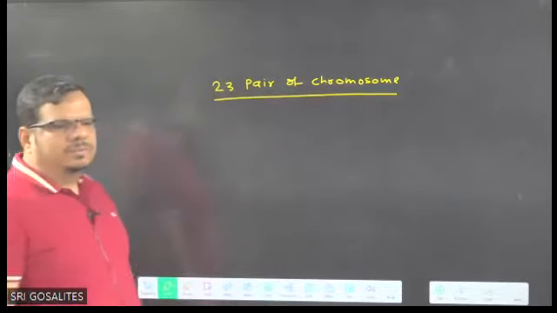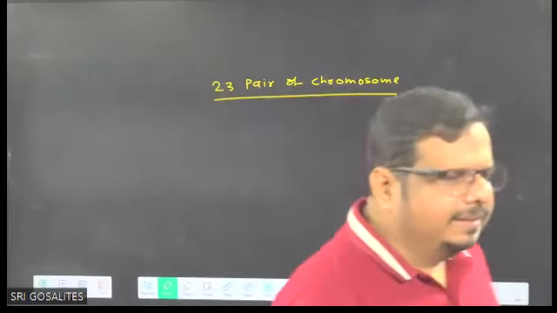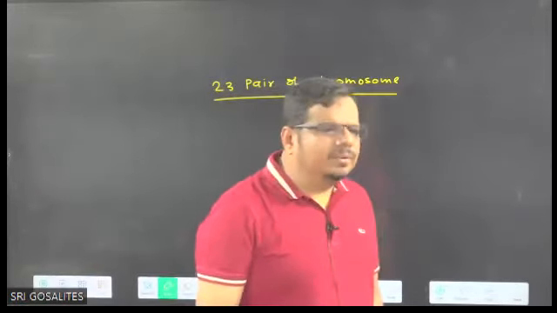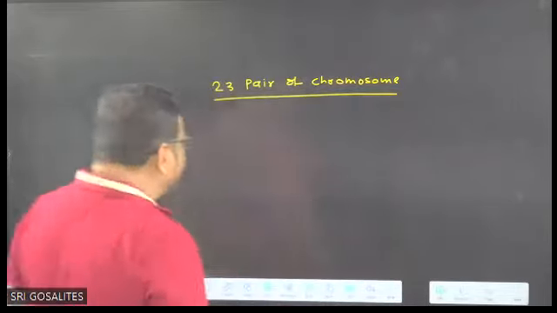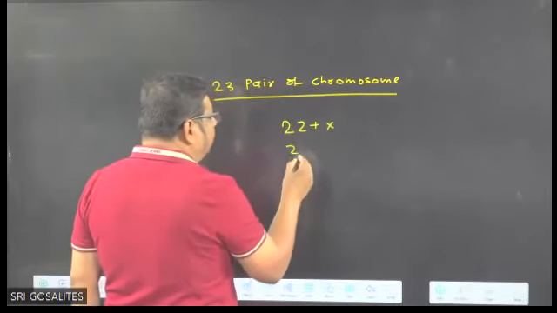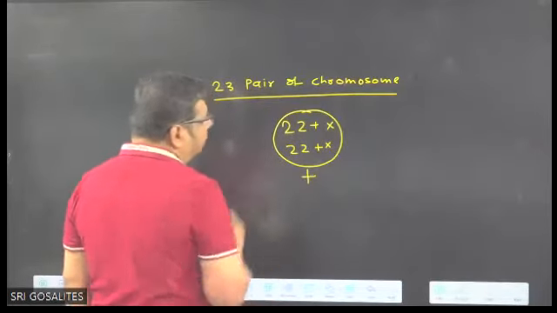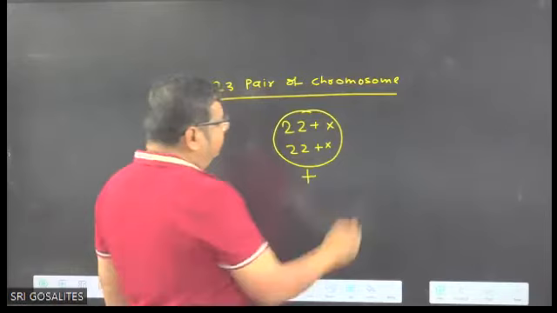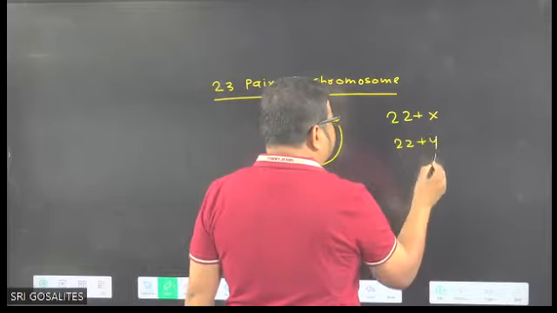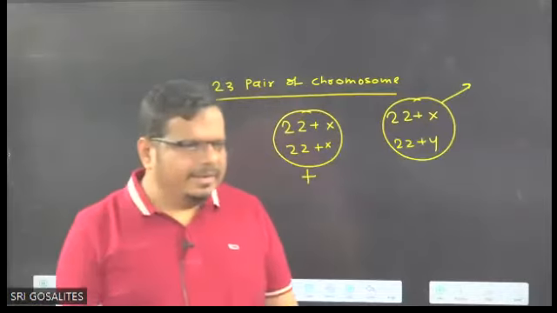23 pairs of chromosomes are present in each and every cell, which you can also say is 46 chromosomes. Do you know the meaning of this 23 pairs of chromosomes? It is present like this: 22 plus X, 22 plus X, 46, that is present in a female. And 22 plus X and 22 plus Y, these conditions are present in a male. Clear? Is it all right?